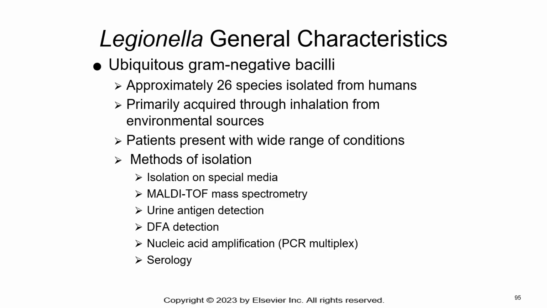Legionella. Legionella is a ubiquitous gram-negative bacilli. Ubiquitous means it's found essentially everywhere. Approximately 26 species isolated from humans, primarily acquired through the inhalation from environmental sources. Methods of isolation are listed. There's also direct fluorescence antibody detection and PCR.